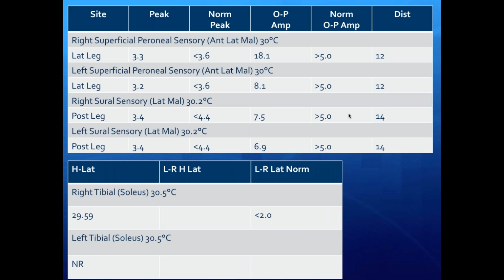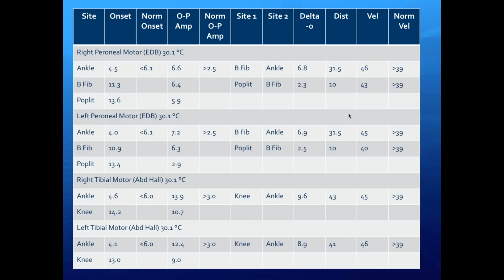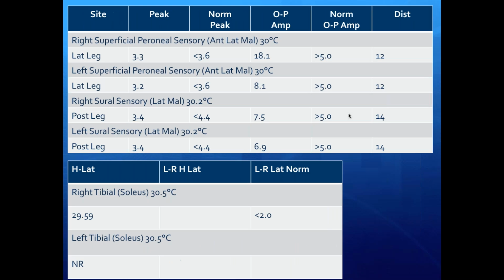And I saw an amplitude difference in the motor study too, at the popliteal. Right, we did see a little bit of a drop. It's still above normal, but we did see a little bit of a drop. The peroneal motor amplitude did drop a little bit as well. That's correct.